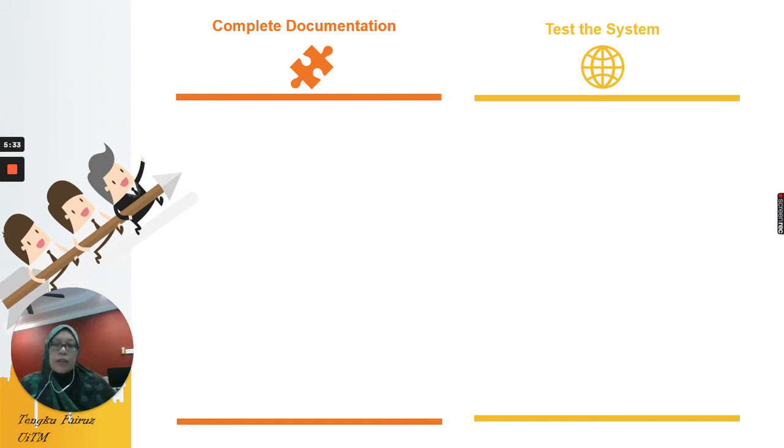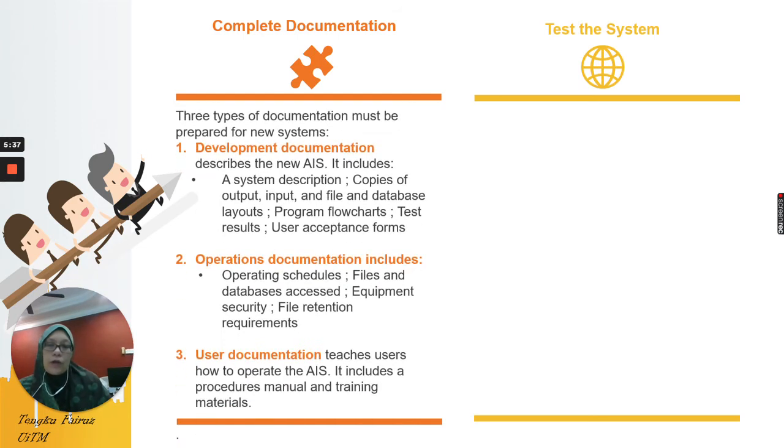So documentation that they must complete, they have 3 types of documentation they must prepare. Okay, so for each new system, these are the 3 documents they need to prepare. The first one is development documentation. In this document, they need to describe the system.